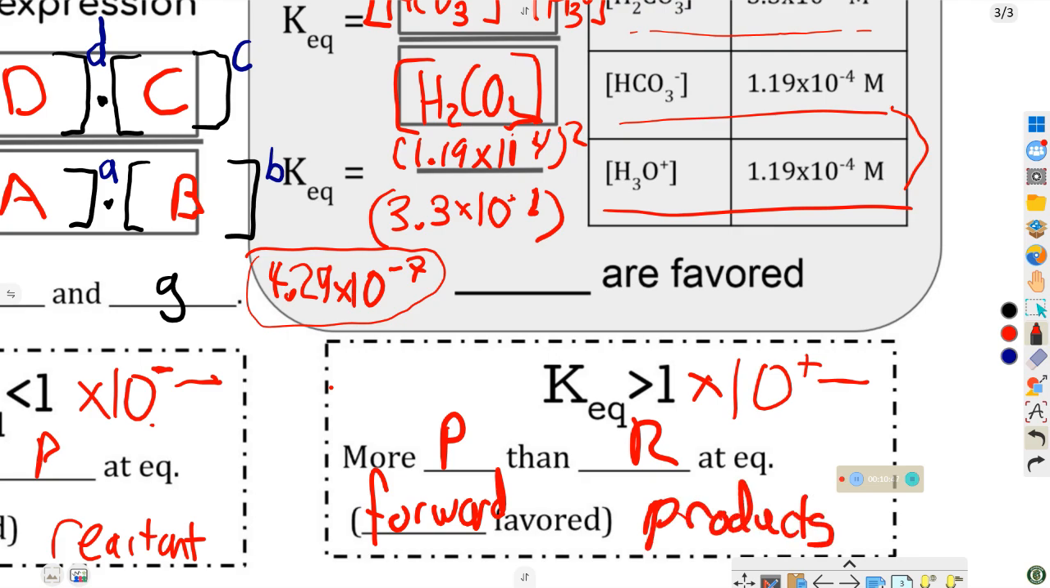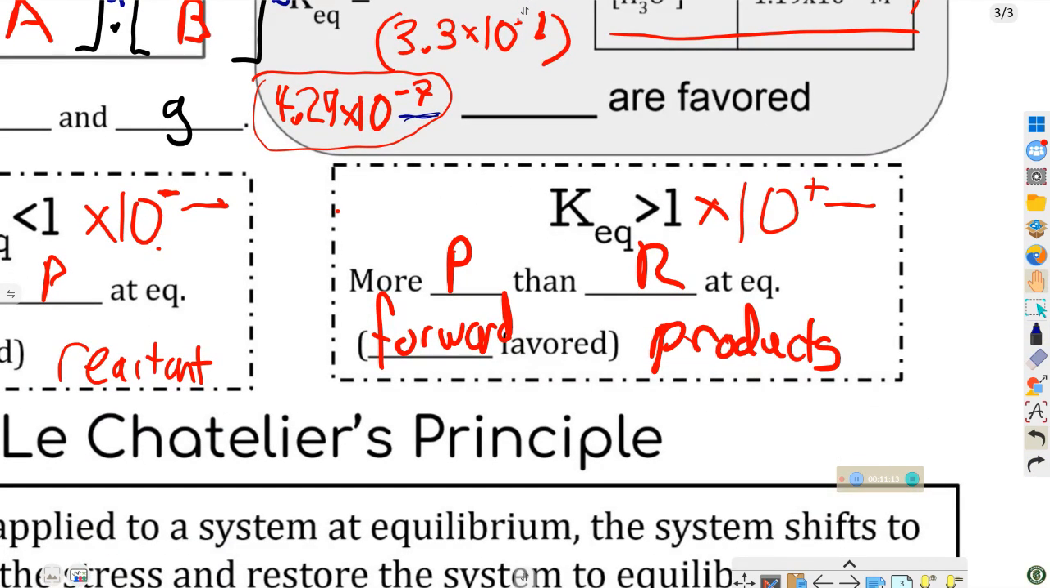So you need to be able to solve for KEQ and determine what is favored. Looking back up here, you'll notice we've got a negative exponent. So that means that our reactants are favored. Or you can say that the reverse reaction is favored. Both of those are correct.